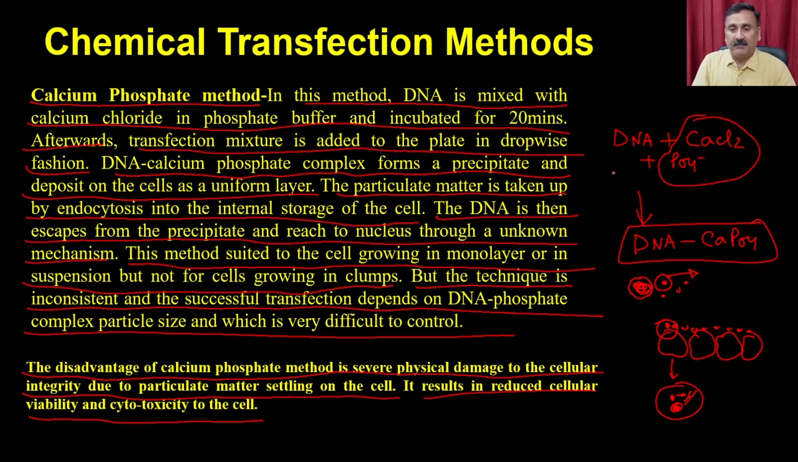So one of the major disadvantages of the calcium phosphate method is that it gives you very low recovery, because if you are very good and you control the events in such a way that you make the particle size very small, then it is going to work.